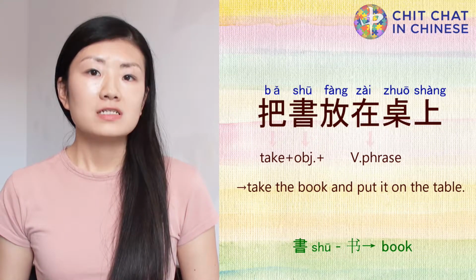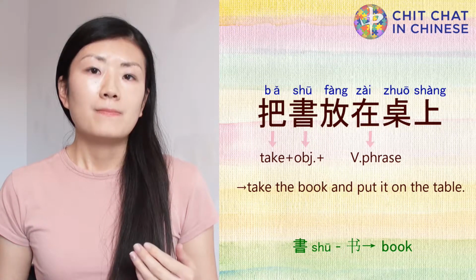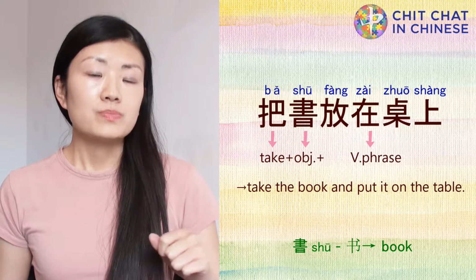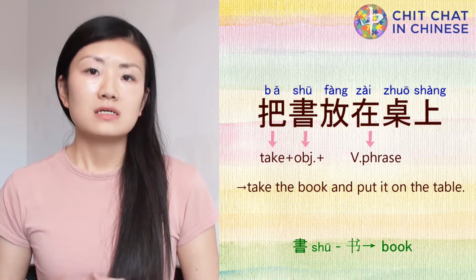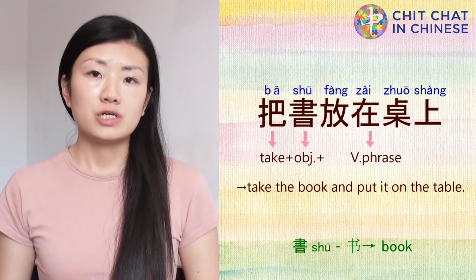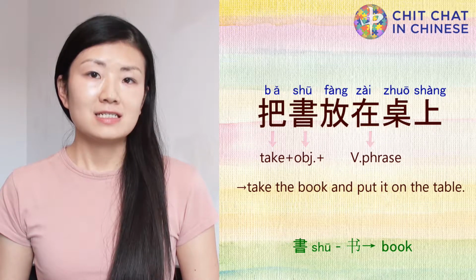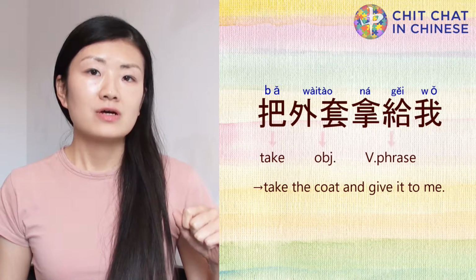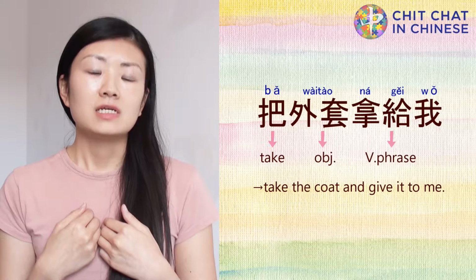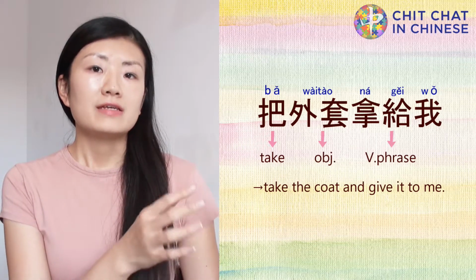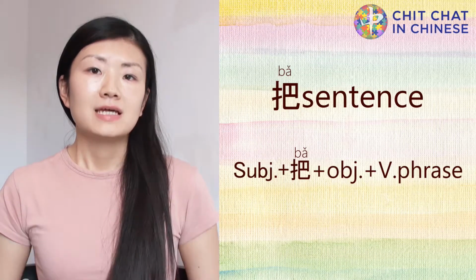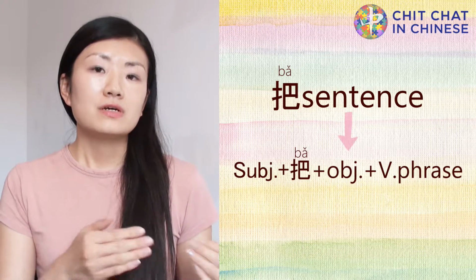把书放在桌上。It means take the book and put it on the table. And next sentence example. 把外套拿给我。It means take the coat and give it to me. And now let's put the subject in front of the sentence.